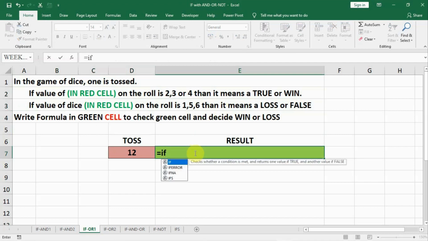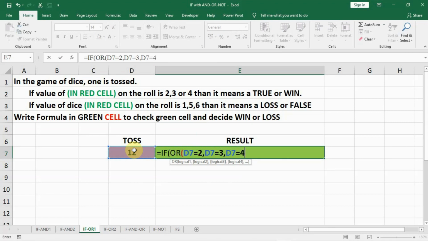We type down if, bracket open. We start with an or for the logical part of the if statement, and we say that the result of the toss shall be equal to 2 comma, or equal to 3 comma, or equal to 4. If the result is any of these, then the answer shall be true, and this means a win.